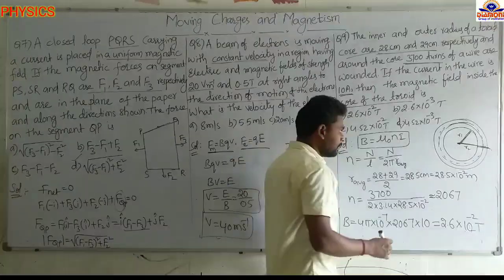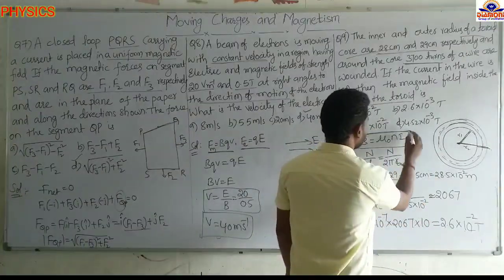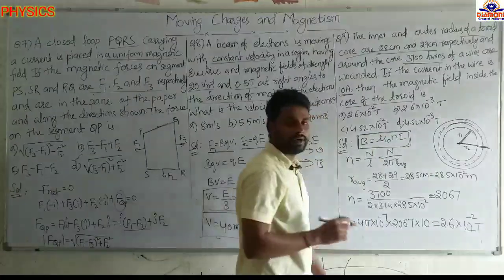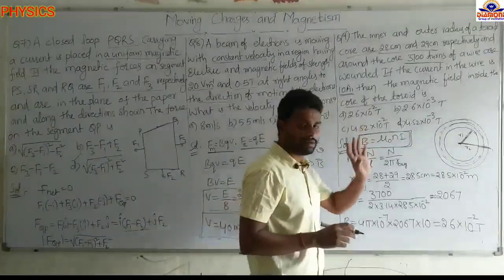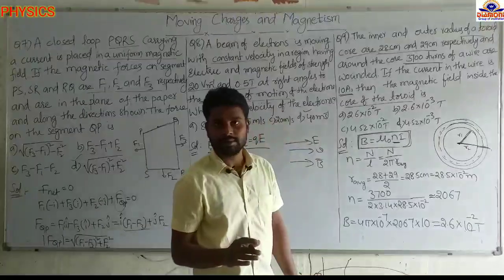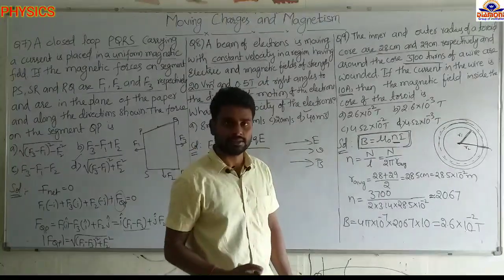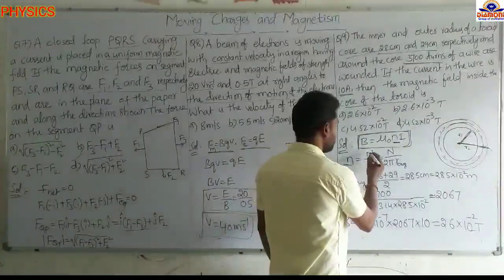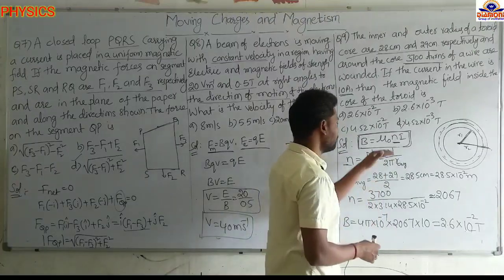We already know the formula for the magnetic field due to the toroid: B equals mu naught into n into I. Mu naught is a constant we know. What is the small n? Small n is the number of turns per unit length.